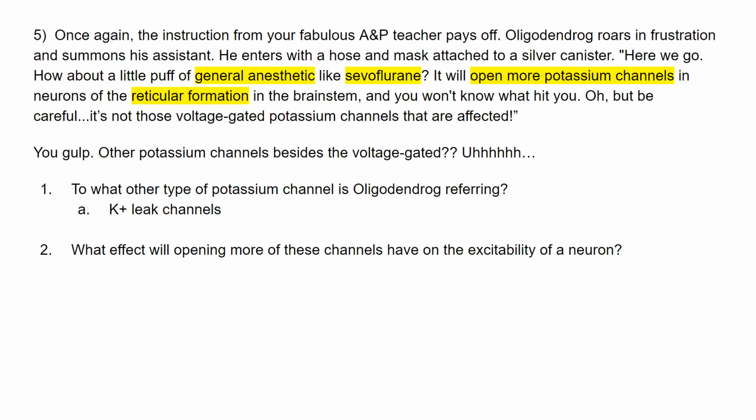What effect will opening more of these channels have on the excitability of a neuron? So normally potassium has a higher concentration inside of the cell, so it will naturally try to flow out of the cell. If we open more of these channels, then lots of potassium is going to flow out. When potassium leaves, the inside of the cell becomes even more negative. It hyperpolarizes, and it makes it harder to send a signal. We're moving it farther away from the threshold.